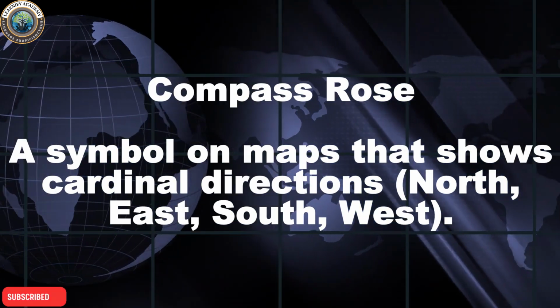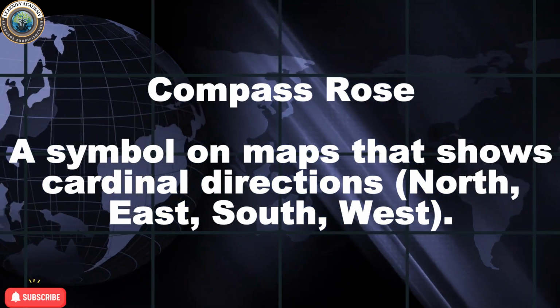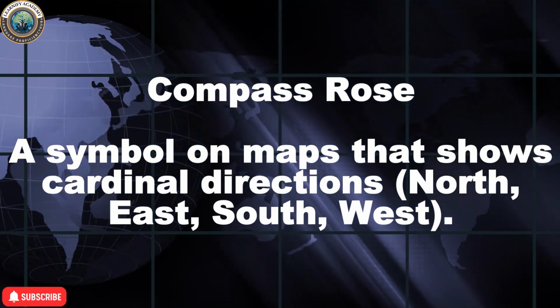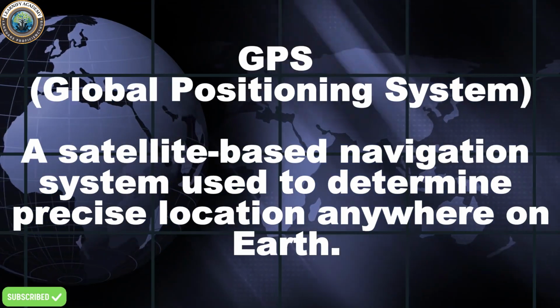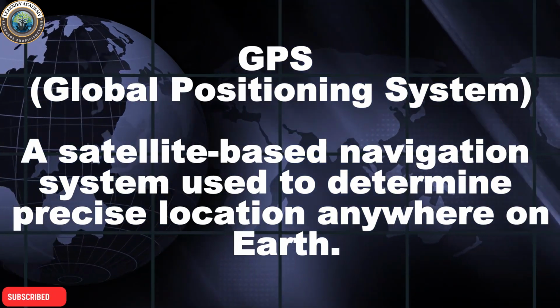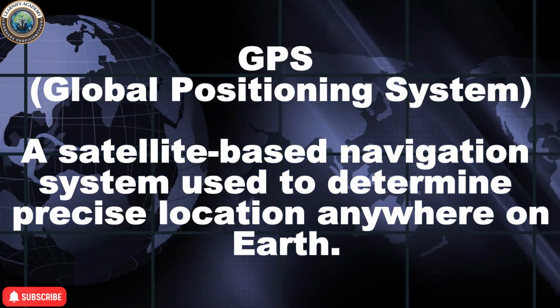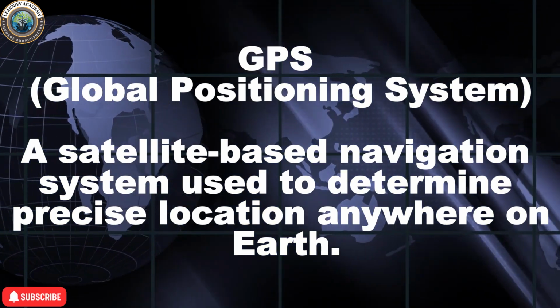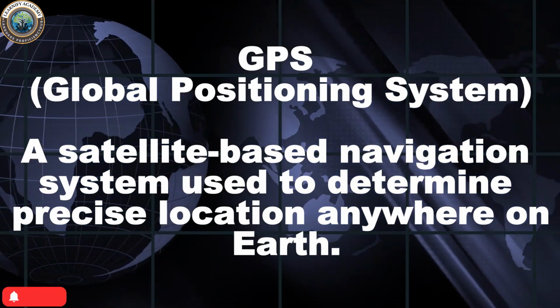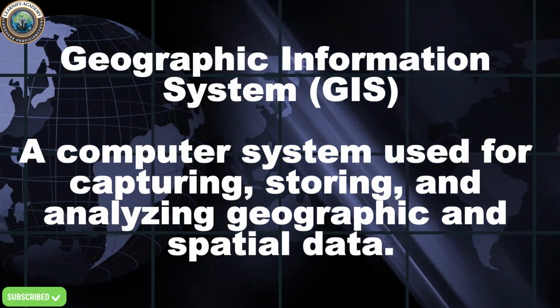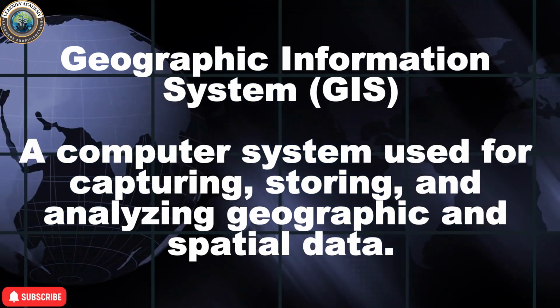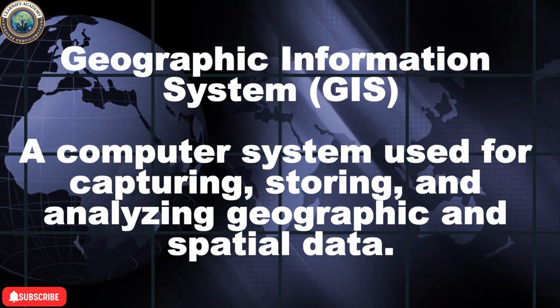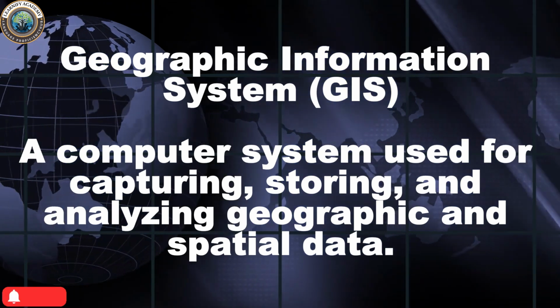Compass rose, a symbol on maps that shows cardinal directions: north, east, south, west. GPS, Global Positioning System, a satellite-based navigation system used to determine precise location anywhere on Earth. Geographic Information System, GIS, a computer system used for capturing, storing, and analyzing geographic and spatial data.